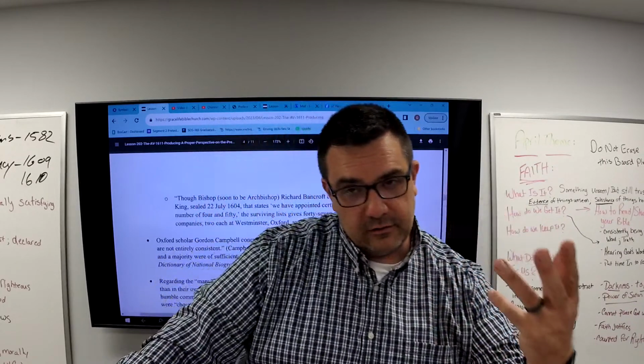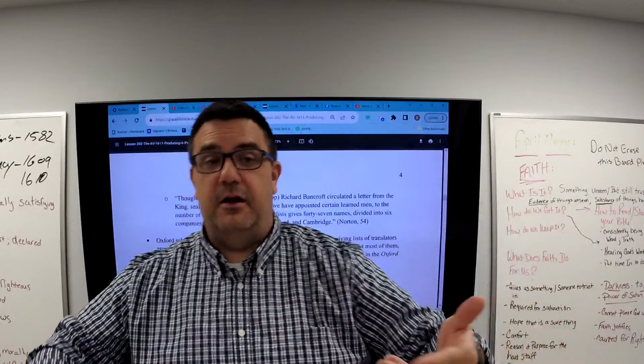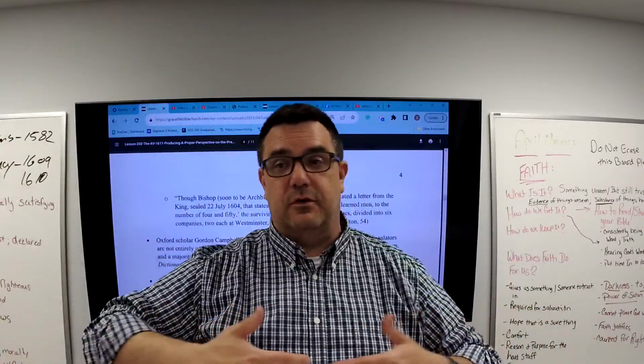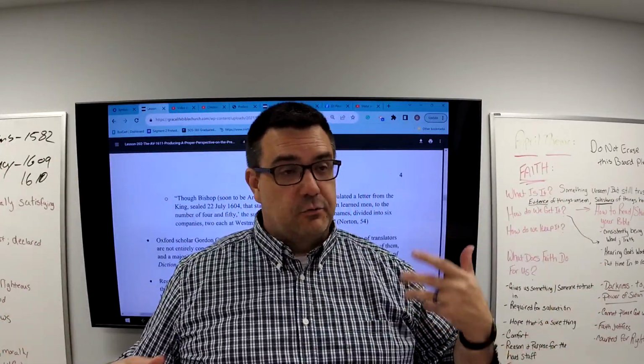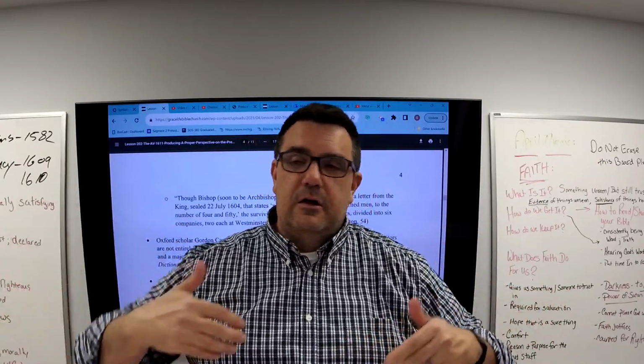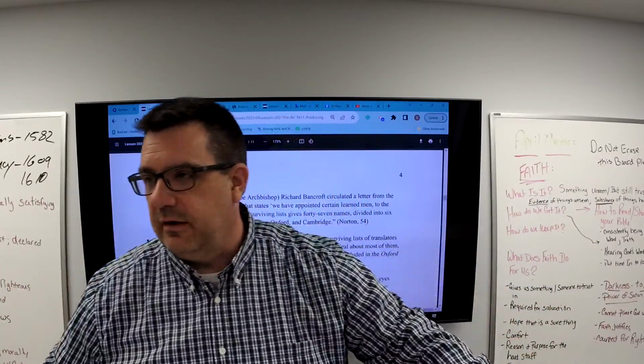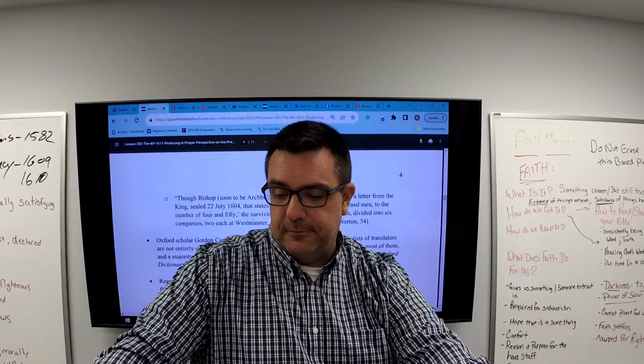So one letter says there's 54, another, the surviving list of names only lists 47 names. So were there 54, were there 47? We're a little bit unsure. History is a little bit fuzzy on the exact number, okay?